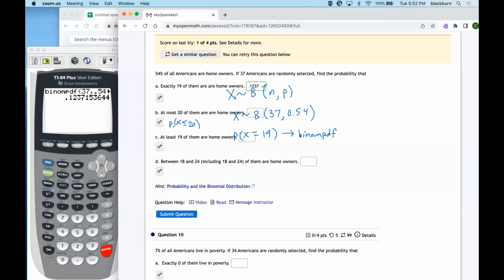For that one, we're going to use binom CDF. What the binom CDF does is give you the sum. You have little vertical bars that represent the probabilities, and CDF is going to add up all those probabilities less than or equal to 20. When we do at least 19, that's a different calculation we're going to have to make. But for at most 20, we do binom CDF, 37 trials, 54% success rate, comma 20, and that's going to give us the probability that at most 20 of them are homeowners. So let's go to the calculator.